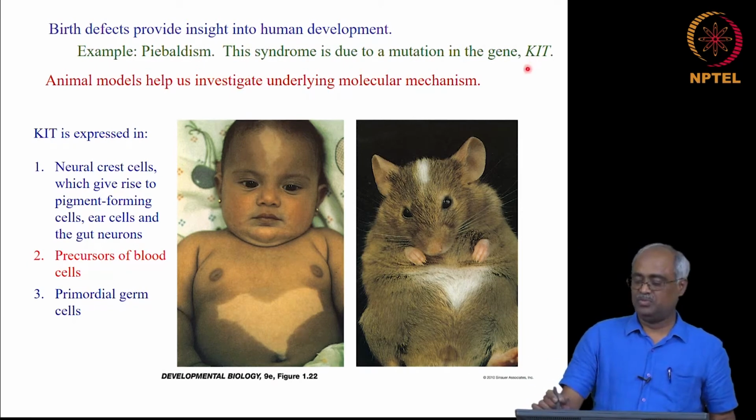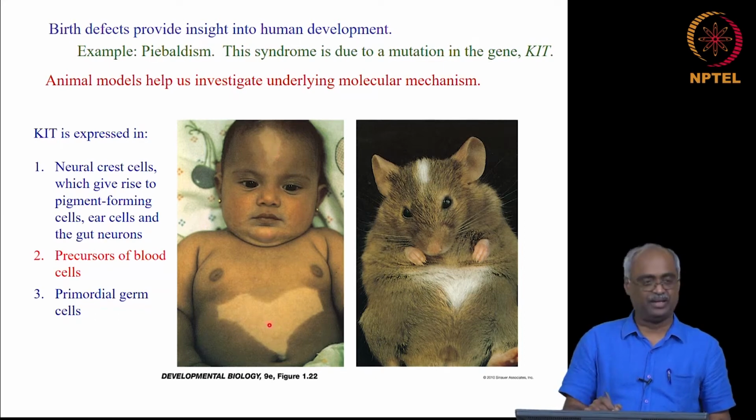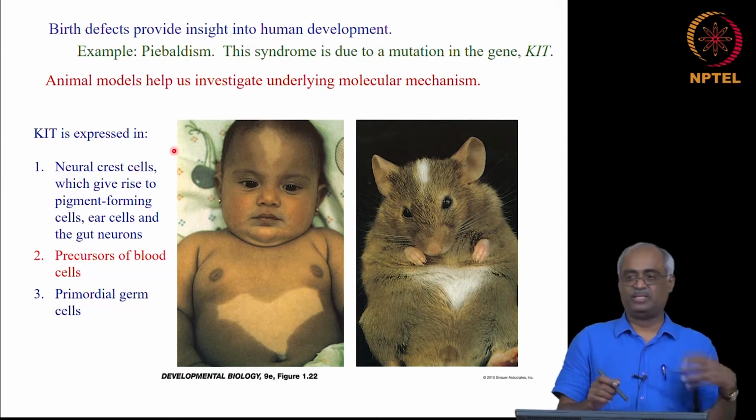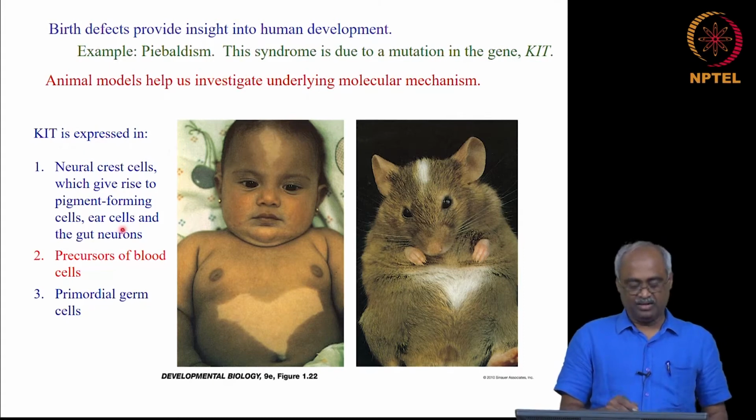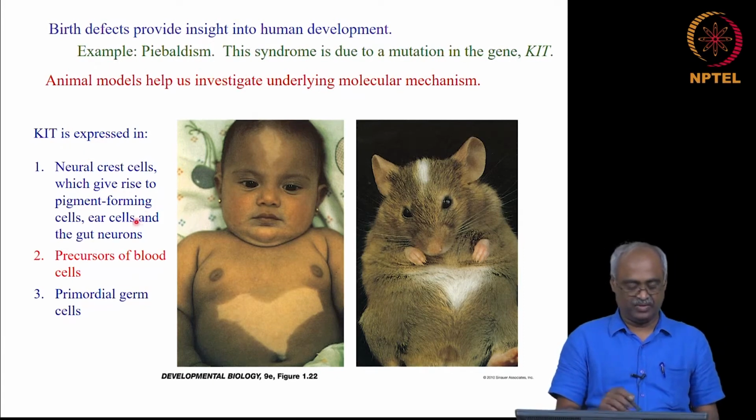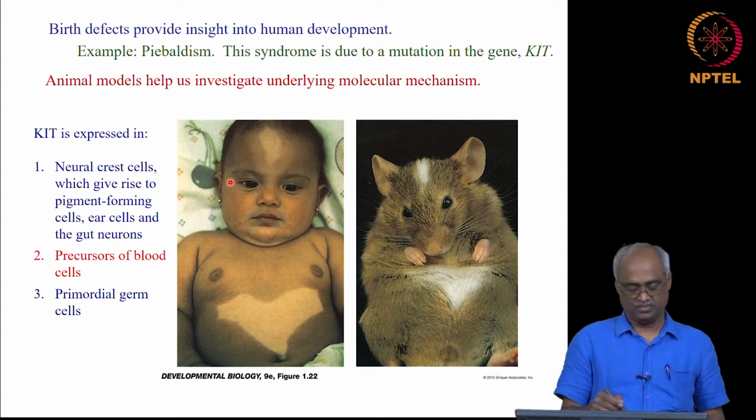A mutation in a gene called KIT, which is a transcription factor, causes these defects. The visible defect that you are seeing here is the lack of pigmentation in the forehead and on the abdomen, on the belly of this kid, and this KIT is expressed in neural crest cells, from which, as I told you earlier, the melanocytes, the pigment producing cells, come. And it is also expressed in cells that form the ear and gut neurons, and as a result this kid has problems hearing as well as malformation of the intestine.